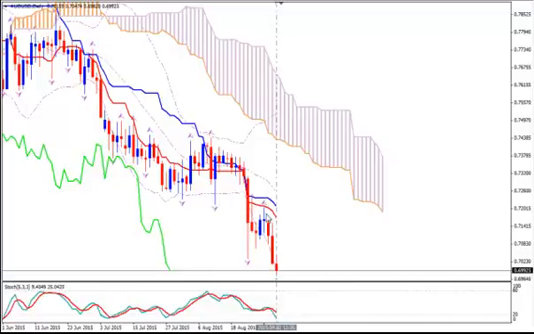This is the daily time frame of the pair. We see that everything looks extremely bearish.